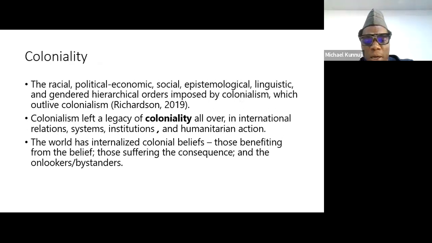So colonialism left our world with the legacy of coloniality, which, according to Richardson, is the racial, political, economic, social, epistemological, linguistic, and gendered hierarchical orders imposed by colonialism, which outlive colonialism. And I think this definition is apt, not just because it speaks to the different dimensions of hierarchization, but also to the retention of coloniality beyond the colonial era. The world, including those benefiting from the aftermath of colonialism, those suffering the effects of colonialism, and the bystanders to a large extent, have all internalized coloniality. Next slide.